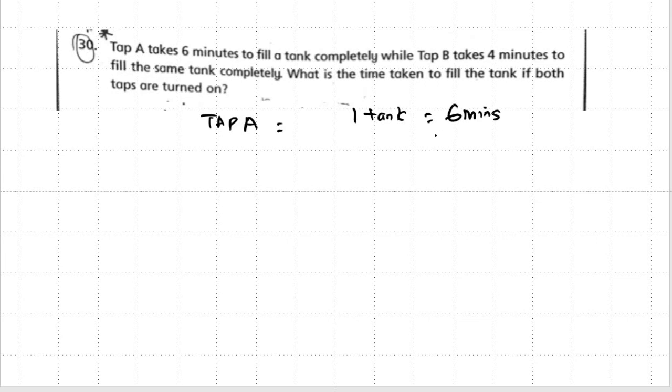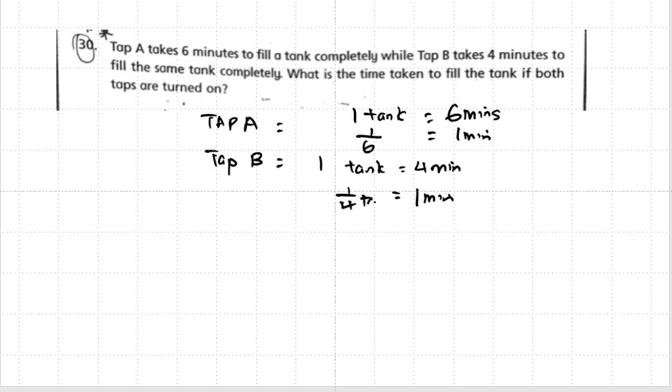There's this tap A. If one tank, full tank, takes about 6 minutes, so in 1 minute I only fill 1 over 6 of the tank. Okay, so tap B, one tank equals 4 minutes. So in 1 minute, I only fill 1 over 4 tank.